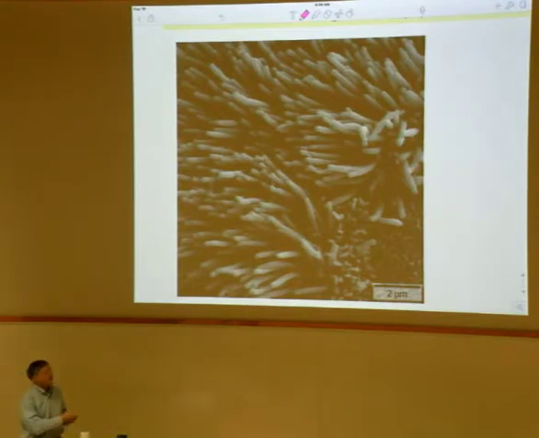And there's a scale bar here, so that's 2 microns. So these cilia are maybe 6 microns. Okay, remember a typical cell is about 10 to 20 microns.